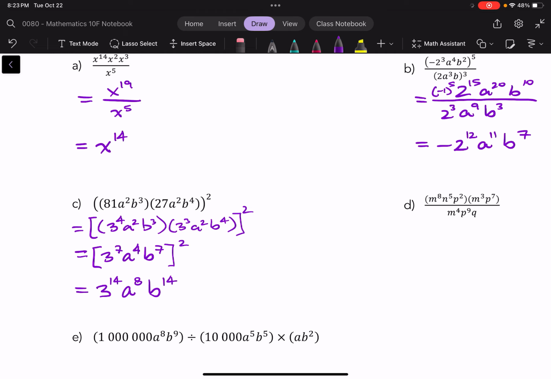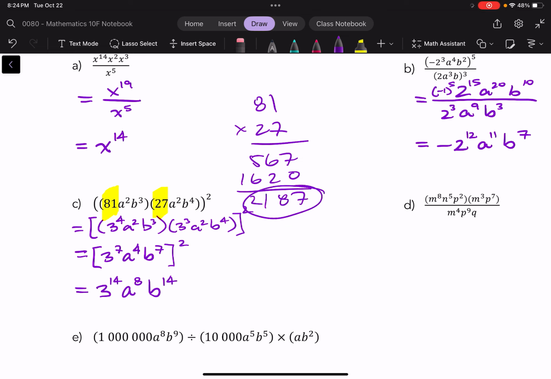And this one is done. Worth noting, if we hadn't turned this 81 and this 27 into powers of 3, we'd be working with whatever 81 times 27 is, which last I checked, is a pretty big number.